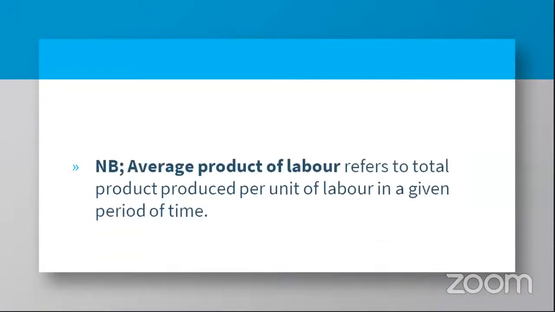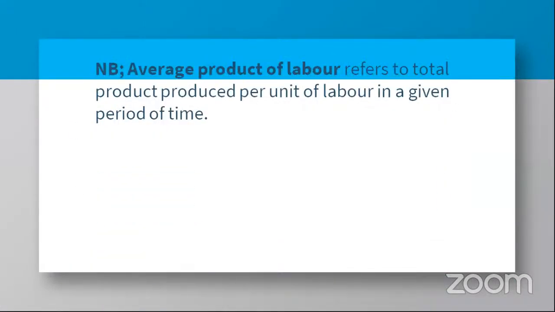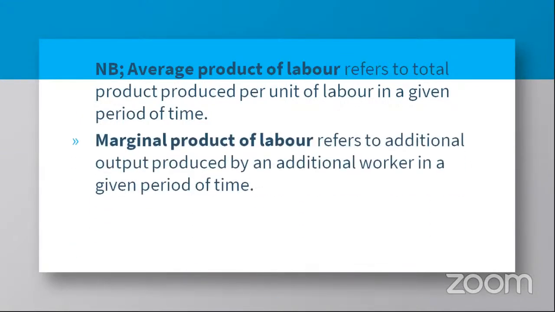So we had looked at this information the other time. I've only brought it back to remind ourselves where we stopped the other time. We looked at average product of labor, and as you can see, we said it is the total product produced per unit of labor in a given period of time. What a unit of labor produces, the total production of a unit of labor. So that is what we refer to as average product of labor.